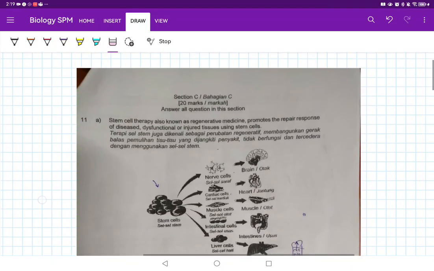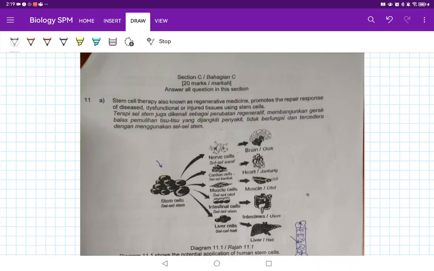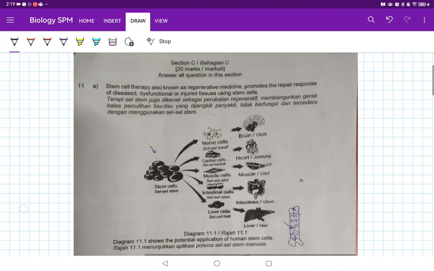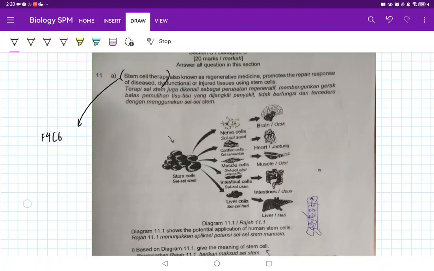So here we have Pudu Form 4 midterm Bahagian C biology paper. First and foremost, we have to identify what this question is about. The entirety is focused on stem cell therapy, so it's actually very important what you know about stem cell therapy. This is related to your Form 4, Chapter 6. You identify the chapter, and from there you can start working on the question.